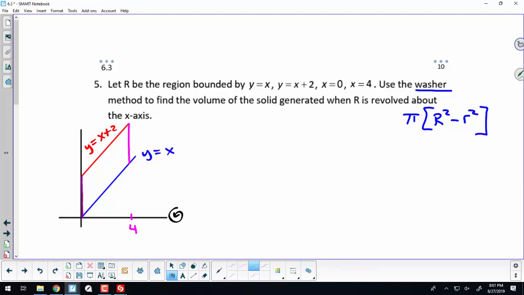Let's do it this way. So the washer and the disk method, since the disk method is just a specific version of the washer method, the same thing is true about our cross sections. They're perpendicular to the axis of revolution. So we're revolving around the x-axis. Our cross sections then will be rectangles like that with a small thickness dx. So everything we do needs to be in terms of x.